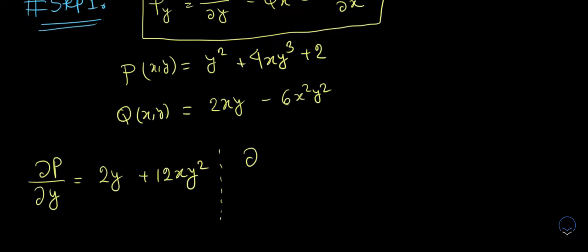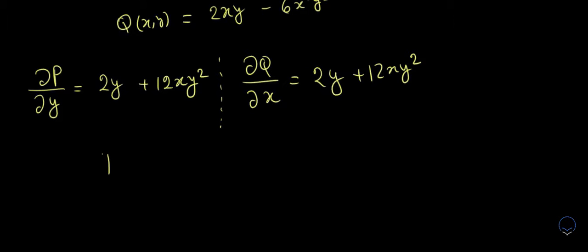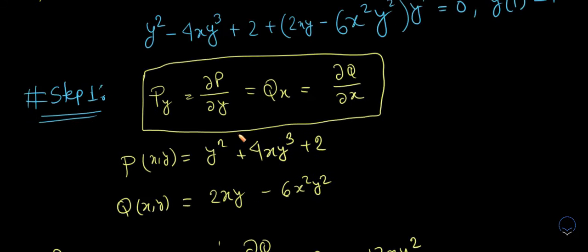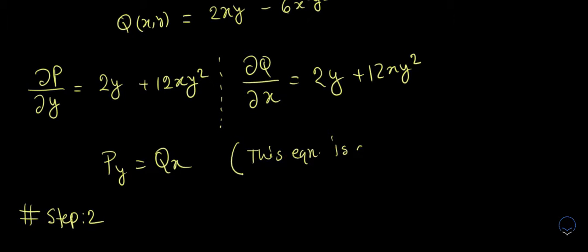Now to find Q_x, that means dQ/dx, and if you do that, this will be 2y plus 12xy squared. So you can see that P_y is equal to Q_x, right? So this means the equation over here is an exact equation. So now our first step is done. Let's go for the second step. Obviously you can write it like this: the equation that was given to us is an exact equation.